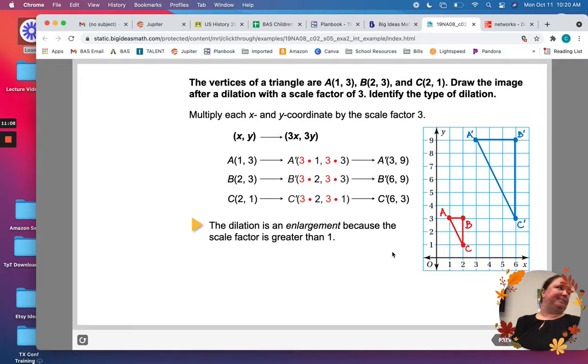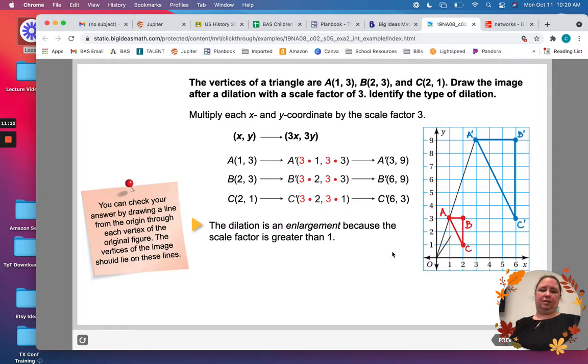Excellent. I'll give you a moment to finish that. Oh, look, they also drew the lines that show your center of dilation. So what's our center of dilation here? Where on this graph is the center of dilation? On the origin. Very good. 0, 0.